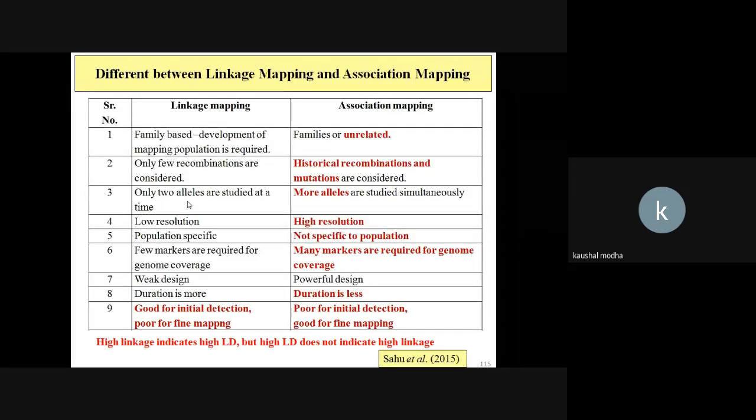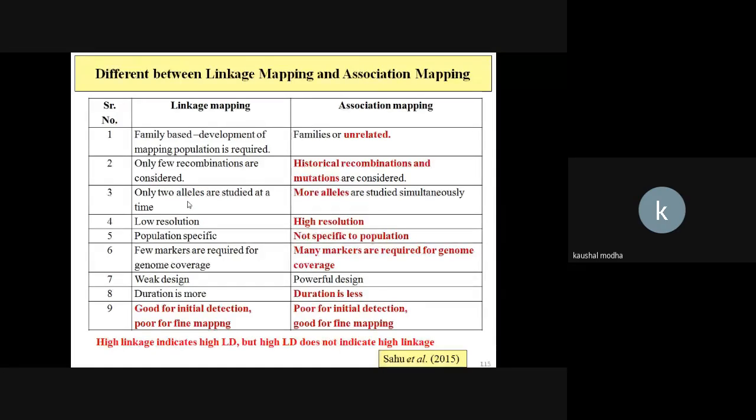If you are applying germplasm panels, you can directly subject them to association mapping. So the time is not required. I mean, less time is required in association mapping because mapping populations are not to be developed. Linkage mapping is very good for initial detection.